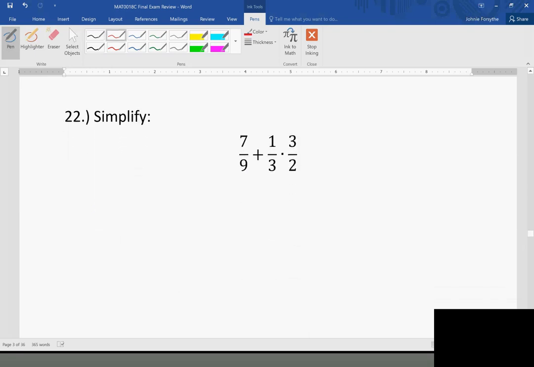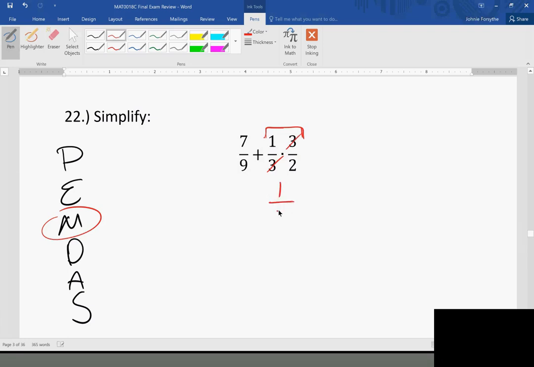22. Simplify 7 over 9 plus 1 over 3 times 3 over 2. So we want to follow order of operations here. And I don't have any parentheses, I don't have exponents, but I do have multiplication and I have some addition. So I want to do that multiplication first. So I'm going to multiply here. So 1/3 times 3 over 2. So you can actually cancel out these common factors, and I'm just going to be left with 1 over 2.